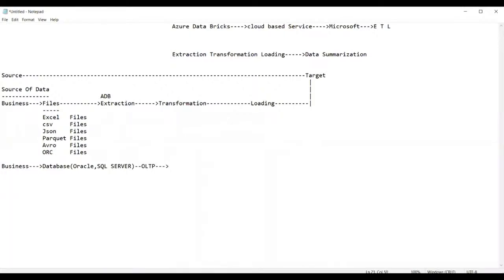So now, guys, ultimately from this database, again the same process: we pull in the data by extraction. Using the ADB, we extract the data. Once the data is extracted, we perform the transformation on the data. Transformation is the actual process of data summarization or shaping the data as per the requirement of the client. Then loading will be done into the destination.